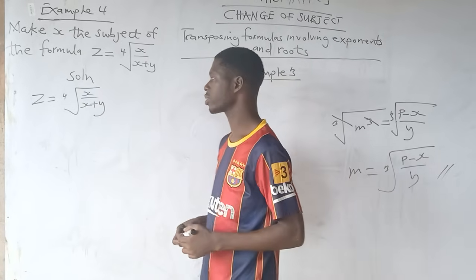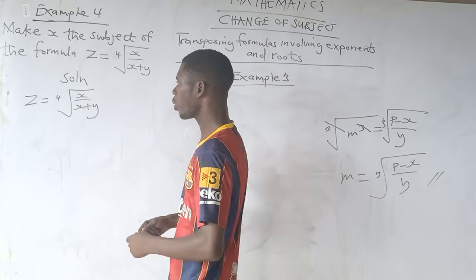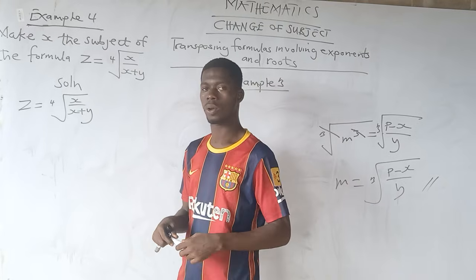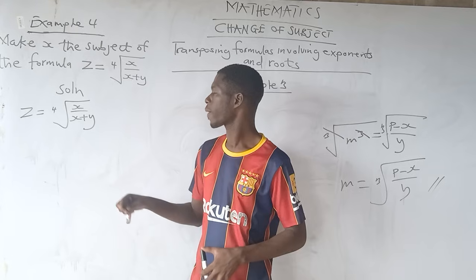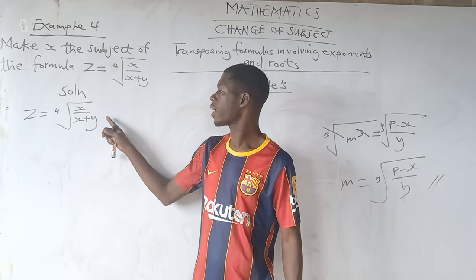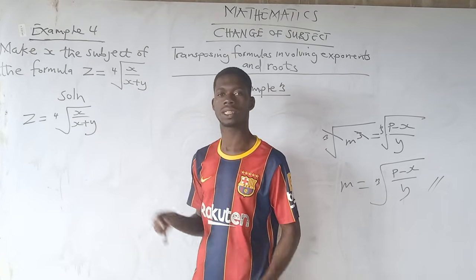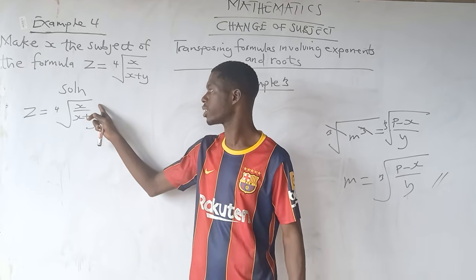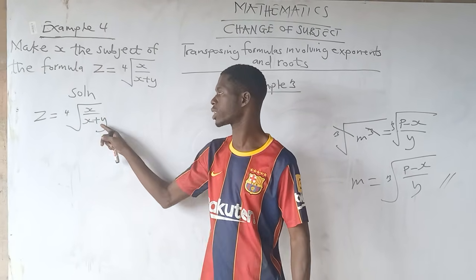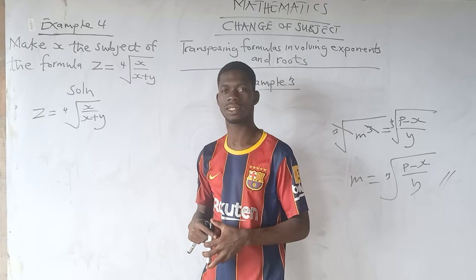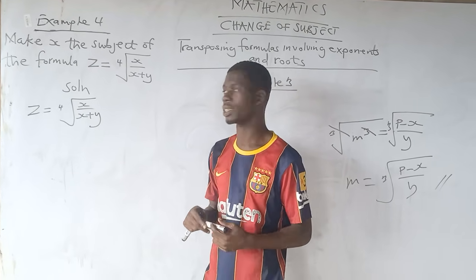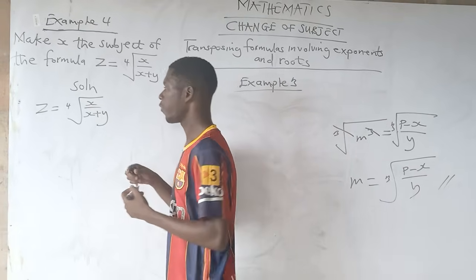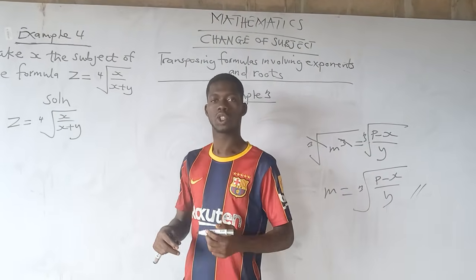So that's the question. What do you have to do? You're supposed to eliminate the fourth root so that you can proceed. You're supposed to eliminate the fourth root so that you can proceed. So for you to eliminate the fourth root, what are you supposed to do?